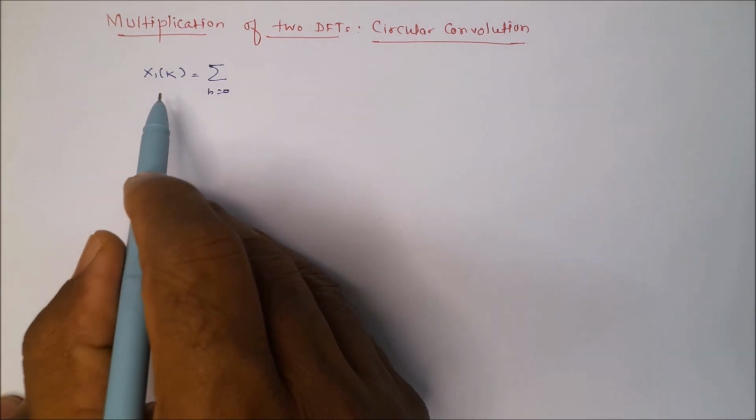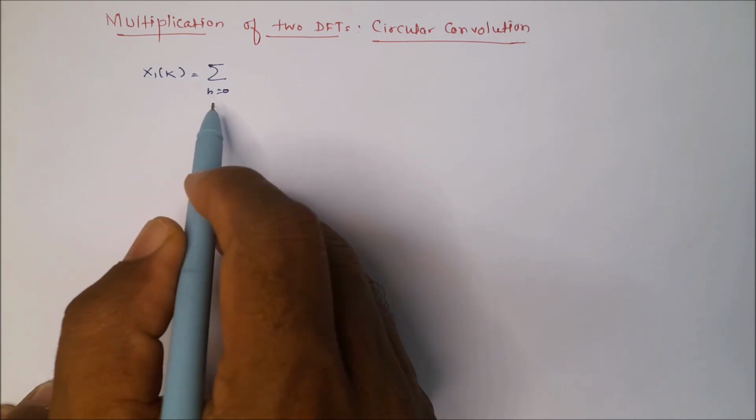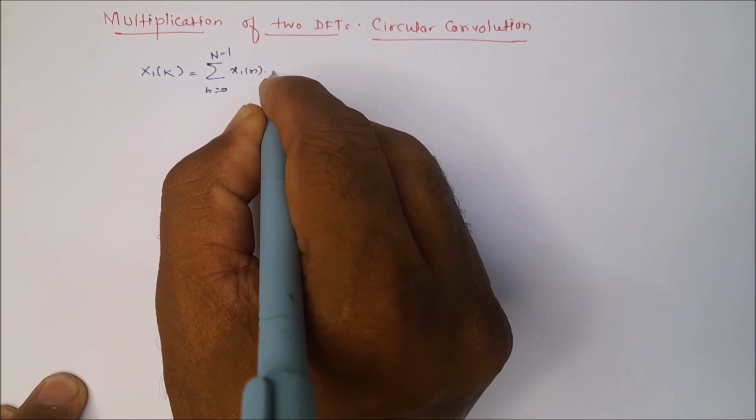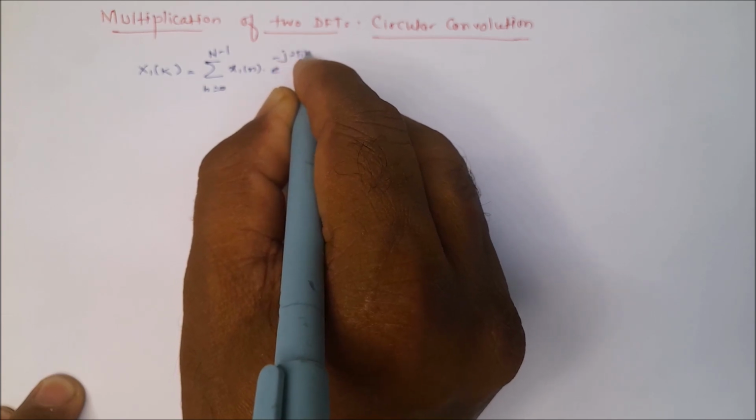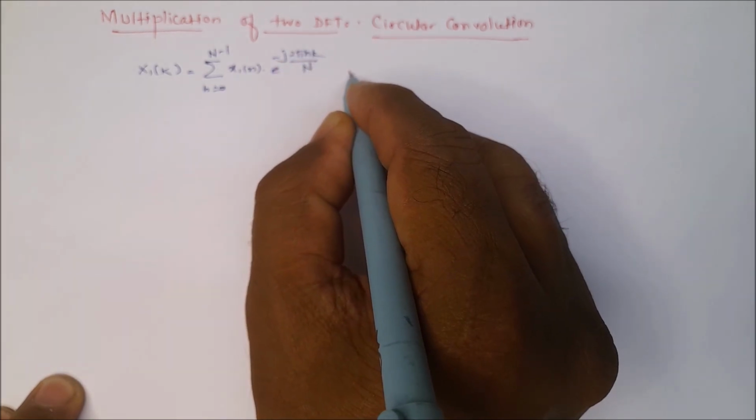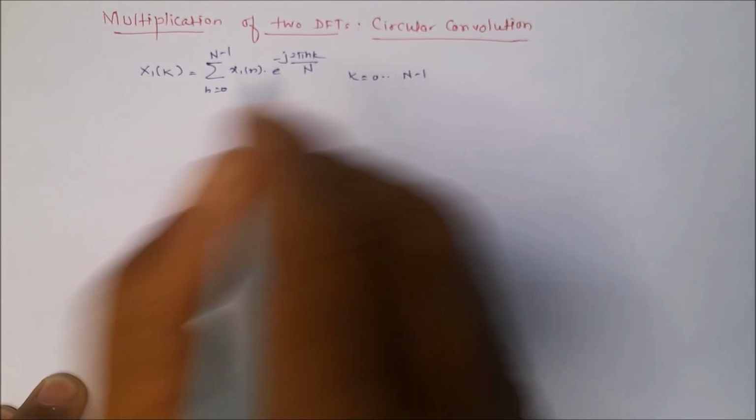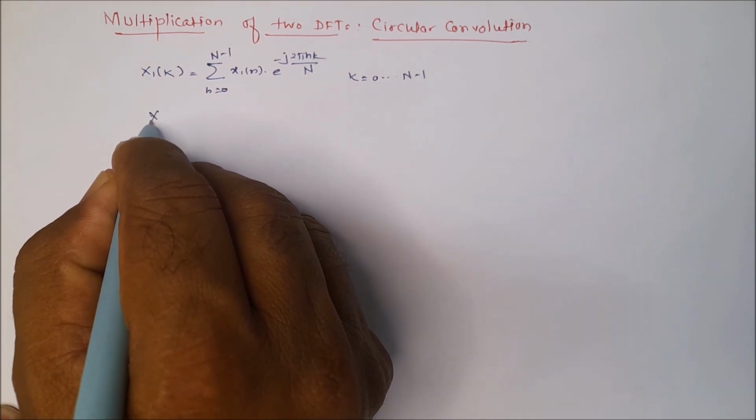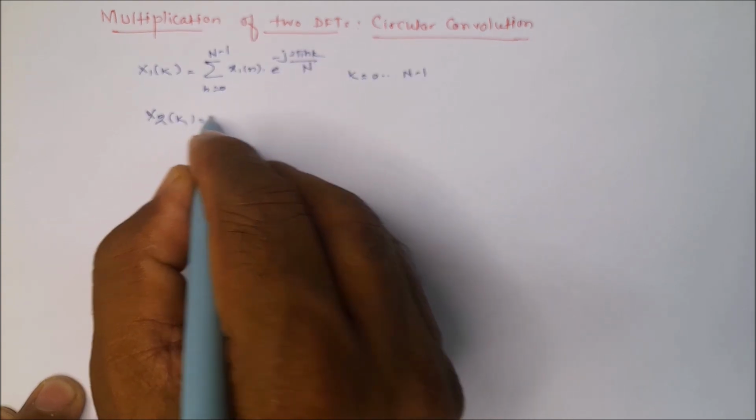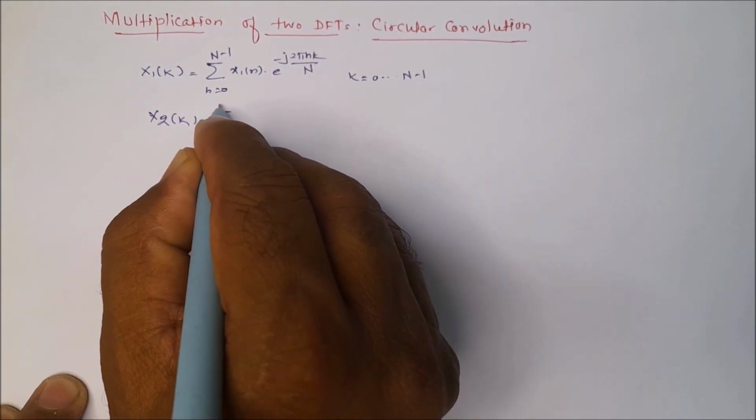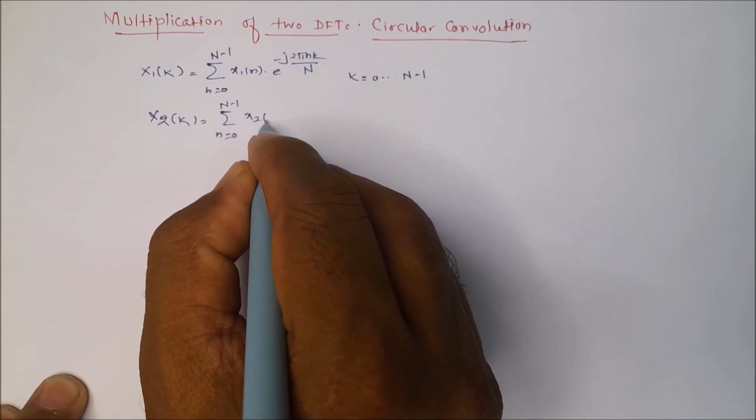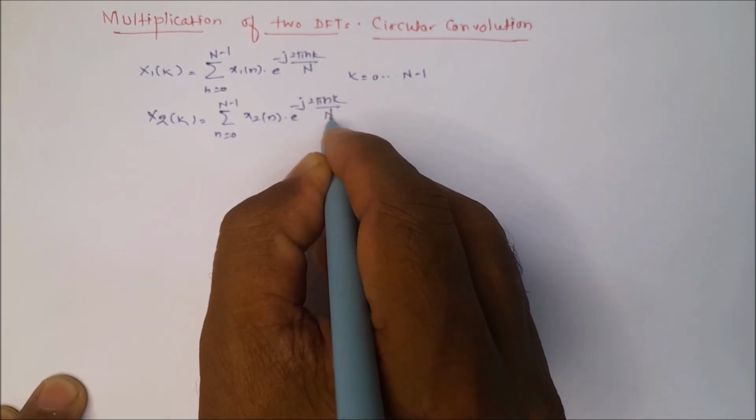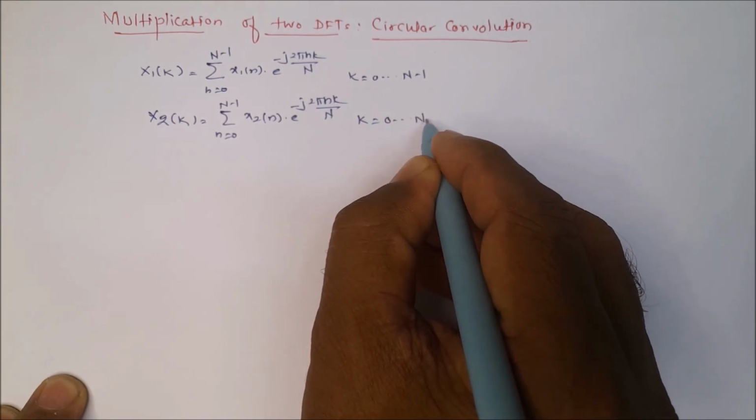If we take the N-point DFT of these two sequences, we can write the DFT of x1(n) as X1(k) equals summation n equal to 0 to N minus 1 x1(n) e raised to minus j 2 pi nk upon N, where k is equal to 0 to N minus 1. Similarly, we can write the DFT of the other sequence x2(n) as X2(k) equals summation n equal to 0 to N minus 1 x2(n) e raised to minus j 2 pi nk upon N, k equal to 0 to N minus 1.